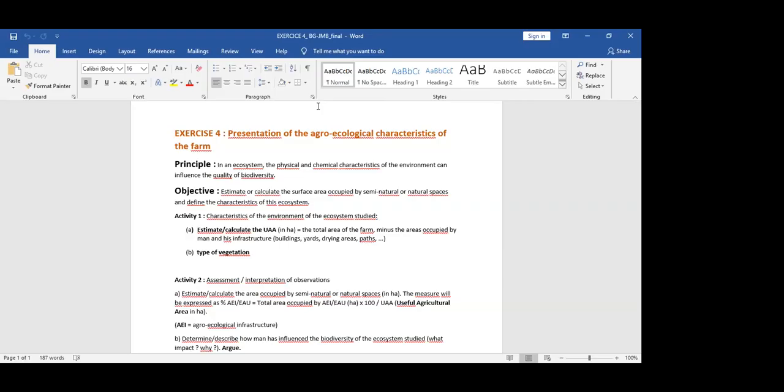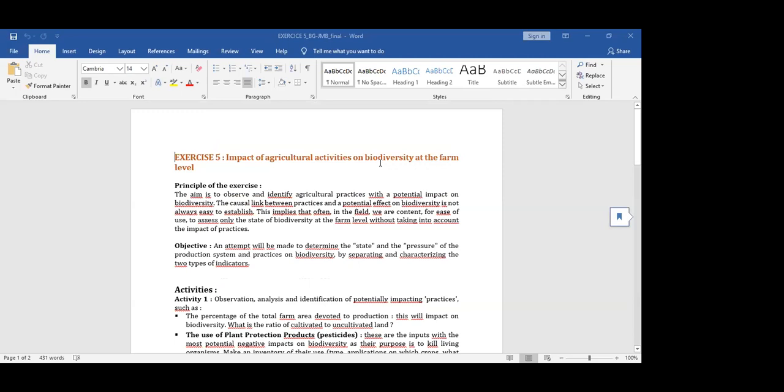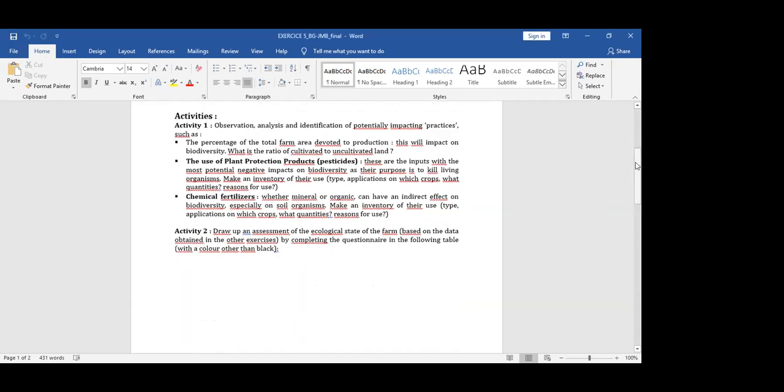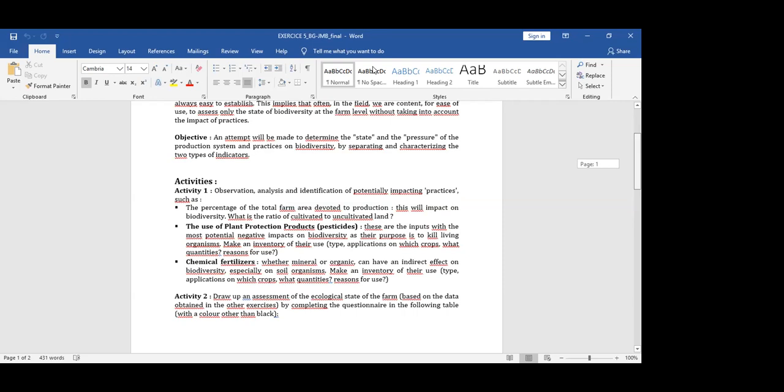Okay. So if you can see my screen, this is the other one, impact of agricultural activities on biodiversity at farm. If you go through it, you will see activities which include 1 and 2. It's just to test what we all do on our various farms, and with this, you'll be able to attempt all the questions.